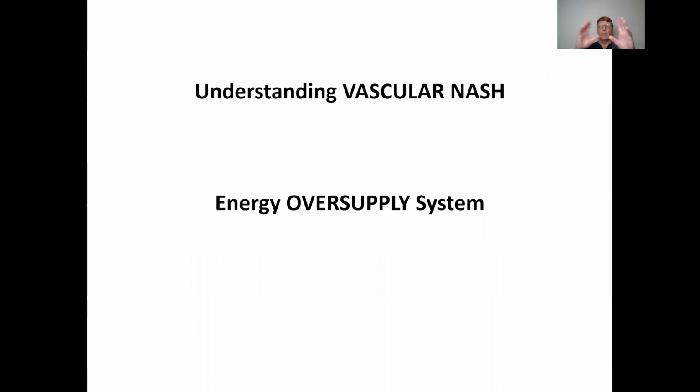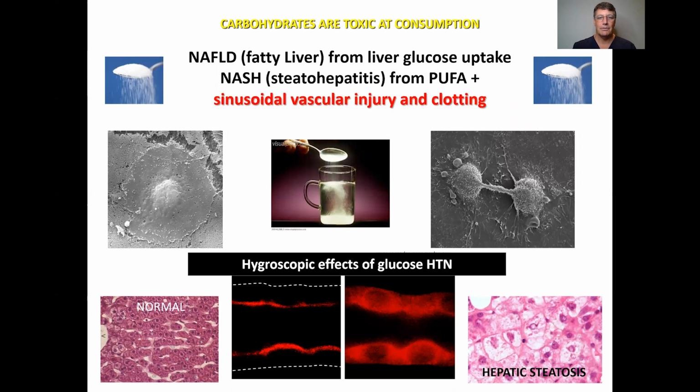So one other concept we have to understand, and this will make the entire biology of carbohydrate consumption understandable in the whole body, but it's particularly important in the liver as it pertains to steatohepatitis. Steatohepatitis doesn't just happen in the liver cells themselves, but under conditions of energy oversupply that we've just talked about. Here's what happens. Sugar is very hygroscopic. So when you add sugar to water, the sugar actually dissolves in the water.